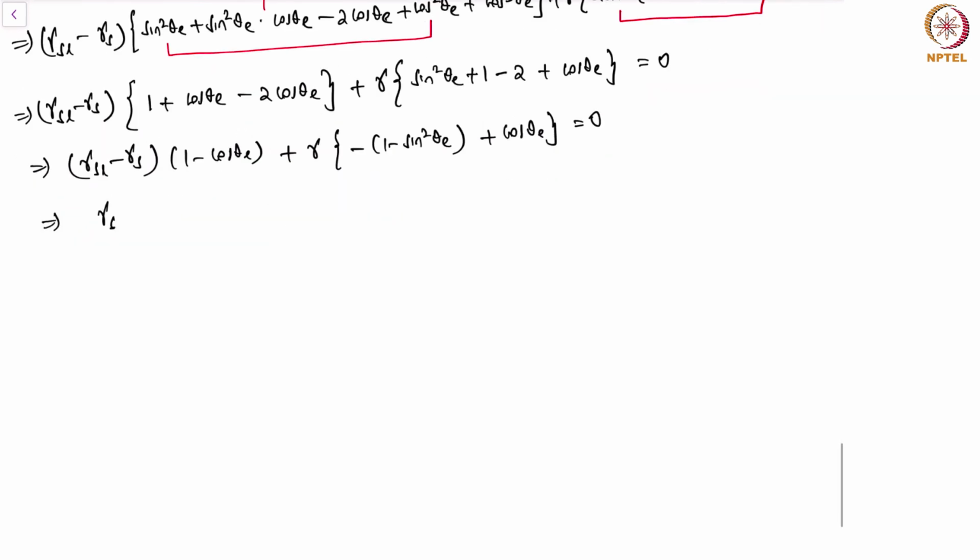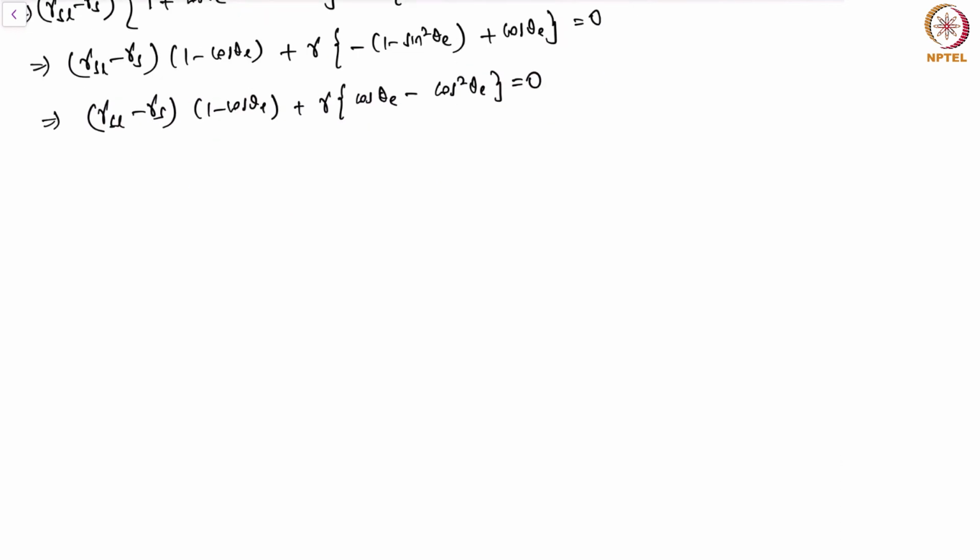And this further simplifies to plus gamma times cosine of theta e minus cosine square of theta e. If I want to consider a case where cosine of theta is not equal to 1, we simply have gamma SL minus gamma S plus gamma cosine theta is 0, or we simply have gamma SL plus gamma cosine of theta e is gamma S.